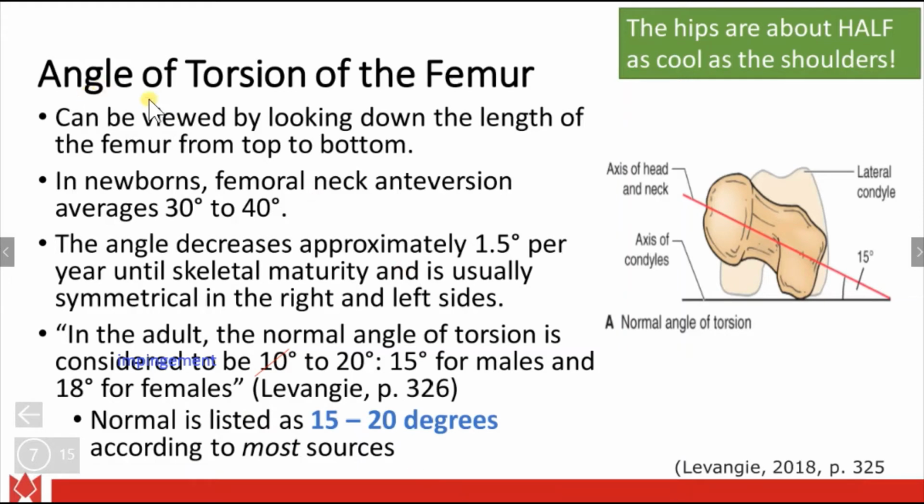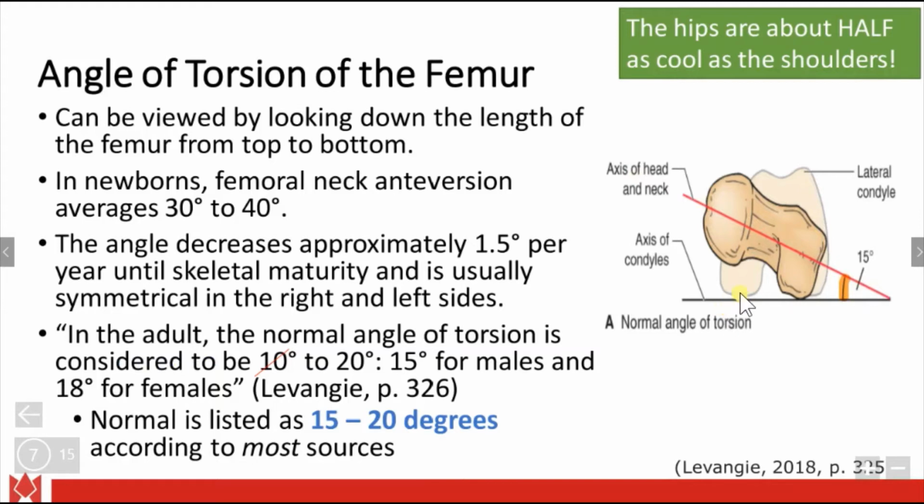Now let's talk about the angle of torsion of the femur. So this is in the transverse plane. If you look at this, this is that aerial view, so you're looking down the femur. Obviously the head and the neck are right there. And then what you're seeing is basically the knee joint over here, so these are your femoral condyles right there. And you're looking at this angle right there, the amount of angulation between right there.